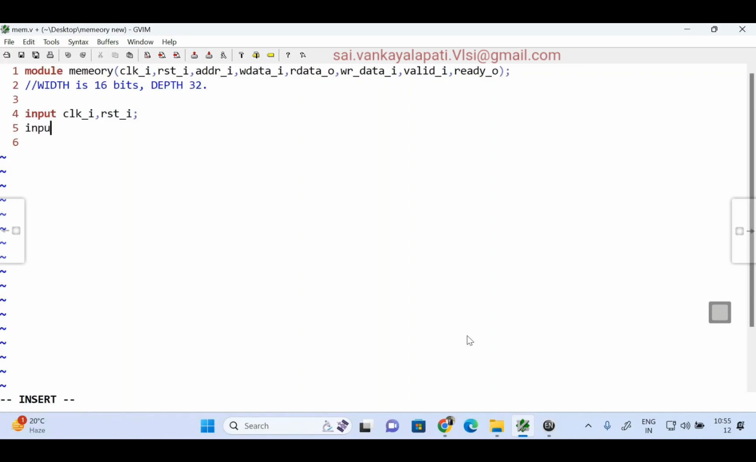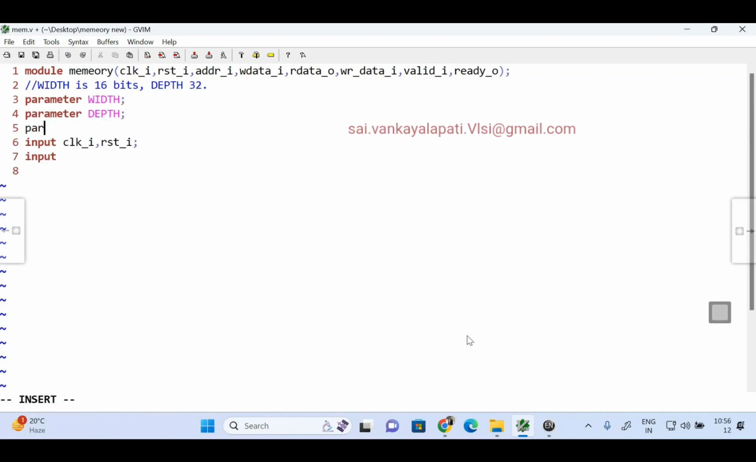Then what do I need to do? Shall I declare the parameters here? Why are we doing parameters? You can customize. You can change this into a different memory model. You can make this into 1 KB, 4 KB, or 4 GB. For that, I'm going to declare parameters. What parameters can I declare? Parameter width, parameter depth, and parameter address width. These are the 3 parameters: width, depth, and address width.